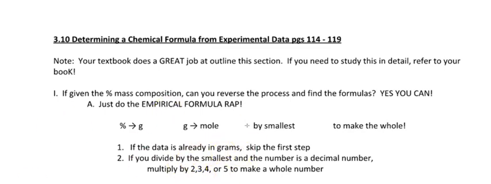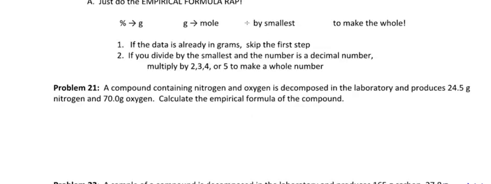So how does this work? Let's check this out. Let's go to problem number 21. So what does it say? A compound containing nitrogen and oxygen is decomposed in a laboratory and produces 24.5 grams of nitrogen and 70.0 grams of oxygen. Calculate the empirical formula. Again, what is an empirical formula? It is the smallest whole number ratio of a compound.